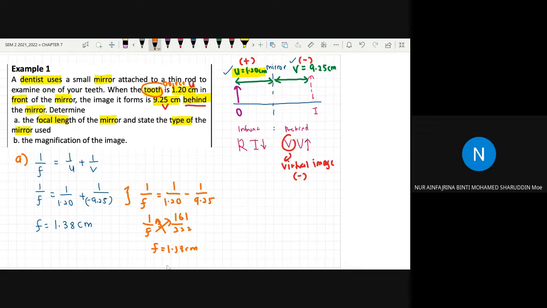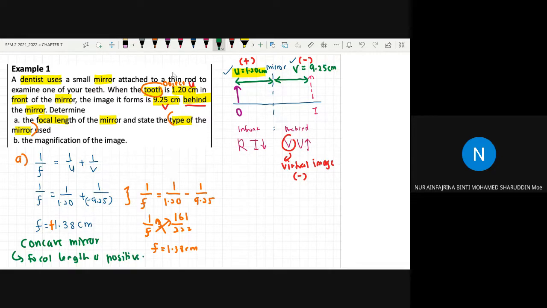Miss is used to it, so press carefully. Okay, Miss wants to ask, what type of mirror is used? Now, is your focal length positive or negative? It is positive. When it is positive, is it a concave mirror or a convex mirror? Concave. Very good. It is a concave mirror. Why is it a concave mirror? Because your focal length is positive. Okay, very good.